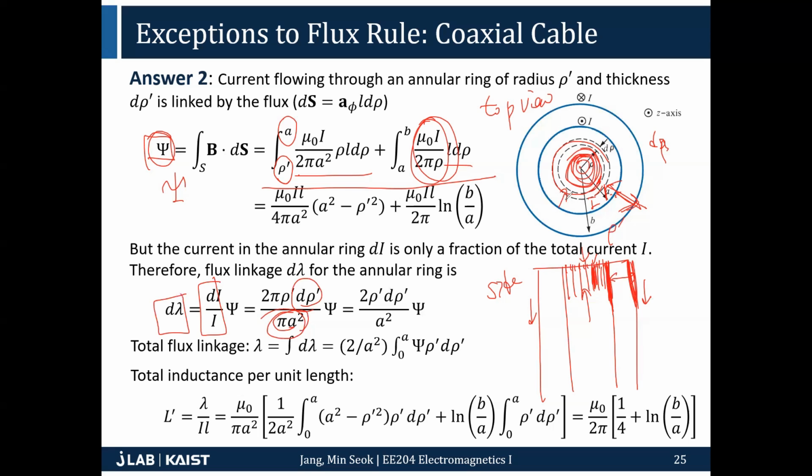So the only step left is to integrate this d lambda from rho prime equals 0 to a. And then you get the total flux linkage, right? And if you do this calculation and then divide it by I and L, where L is just a random length you chose, you get exactly the same answer that you got in the previous slide.